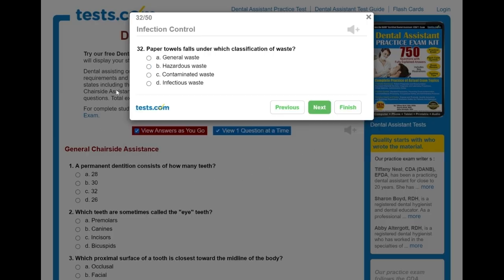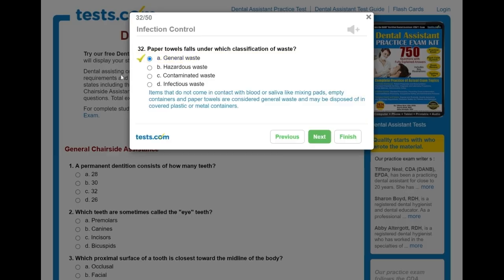Question 32. Paper towels fall under which classification of waste? A. General waste. B. Hazardous waste. C. Contaminated waste. D. Infectious waste. A. General waste. Items that do not come in contact with blood or saliva, like mixing pads, empty containers, and paper towels, are considered general waste and may be disposed of in covered plastic or metal containers.